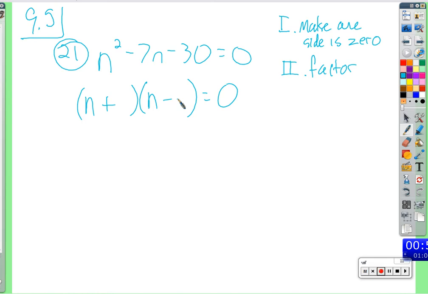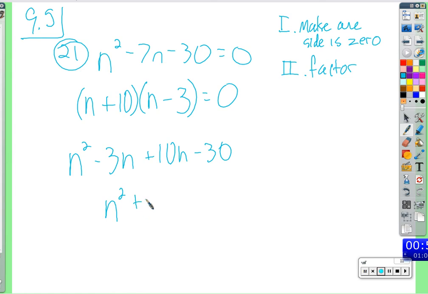All right. So 30 factors in quite a few different ways. 10 and negative 3. Okay. Just double check, make sure that it works out. We got n times n is n squared. N times negative 3 is negative 3n. 10 times n is 10n. And 10 times negative 3 is negative 30. This got us really, really close.